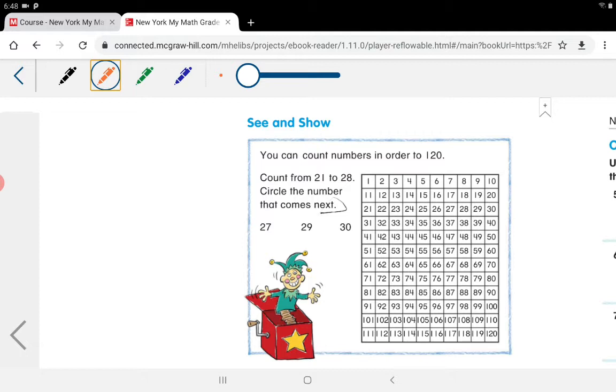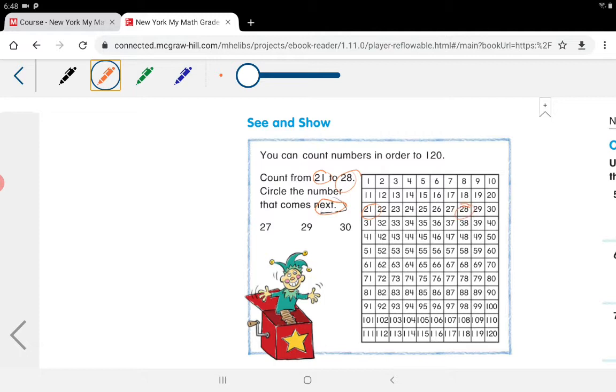So let's see what they want us to do in this see and show activity. It says count from 21 to 28. Circle the number that comes next. So remember what we said. When we see the word next, that means I'm going to count on. I am going to add. So we're going to start with the number 21. And then we're going to stop at the number 28.